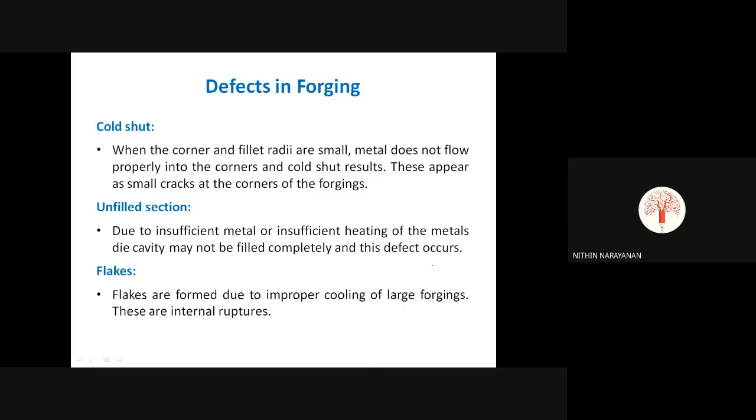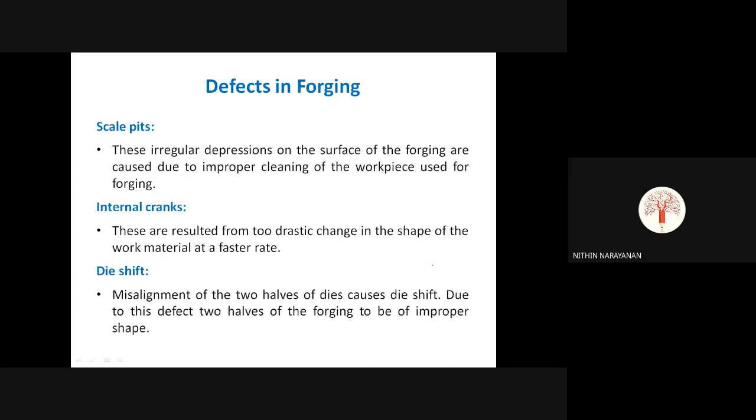Then flakes are formed due to improper cooling of large forgings. These are internal ruptures. Internal ruptures can happen within the material. That defect is called flakes. Then scale pits will happen. These irregular depressions on the surface of the forging are caused by improper cleaning of the workpiece used for forging. If the billets or the workpieces used for forging are not well cleaned or not prepared well, then this type of scale pits may happen on the surface of the material.